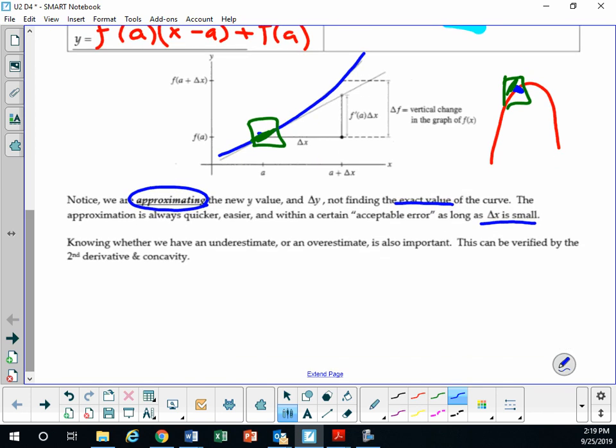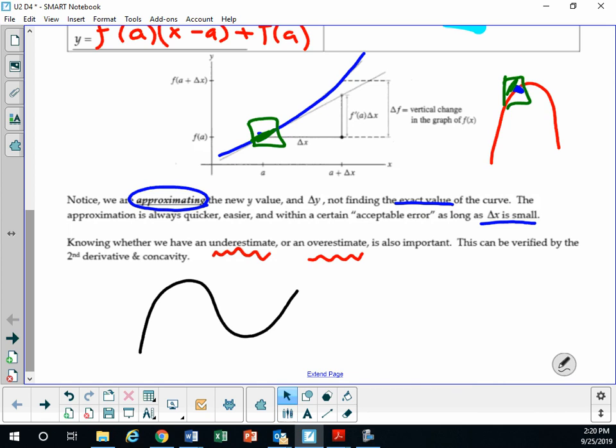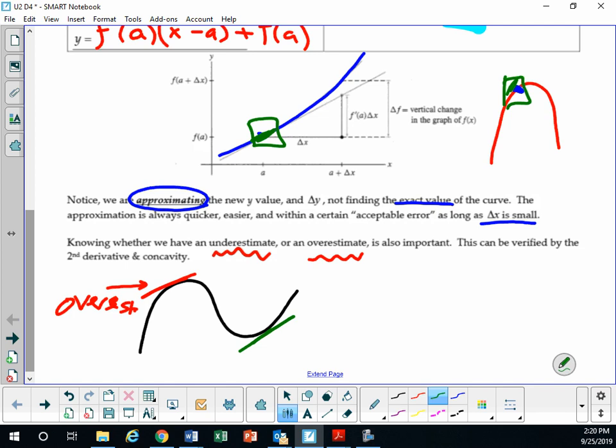And we are going to talk about overestimate and underestimate in a minute. We're talking about concavity and stuff like that next class, but overestimate and underestimate: is the curve above the line, or is the curve below the line? If the line is above the curve, then that's going to be an overestimate, because it's above the curve. If the line is below the curve, then that's going to be an underestimate.